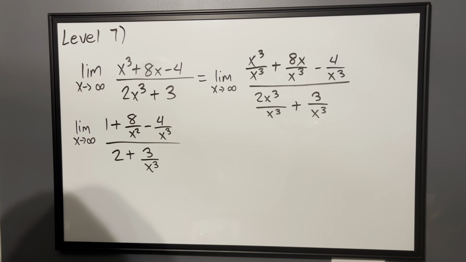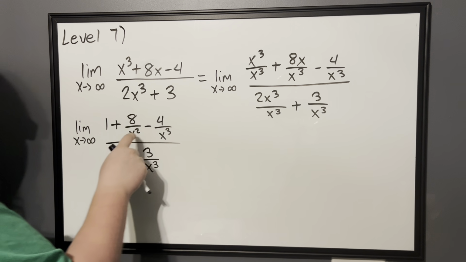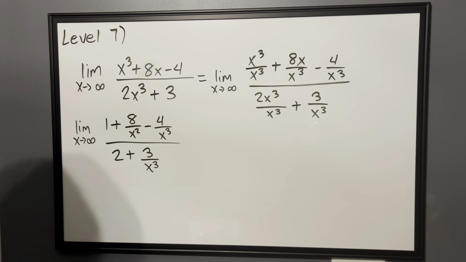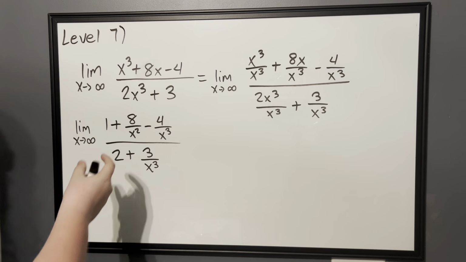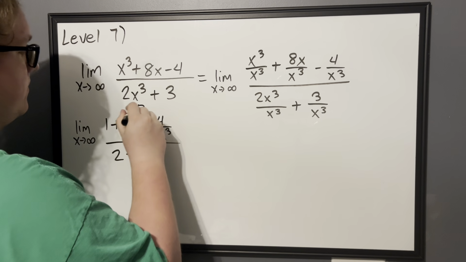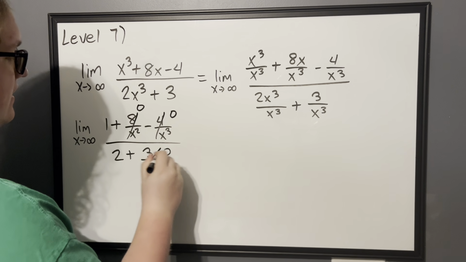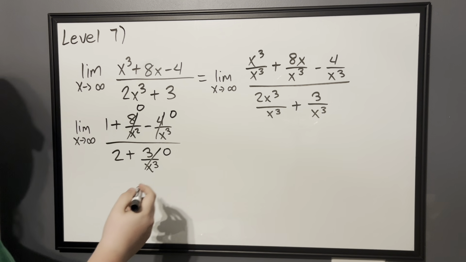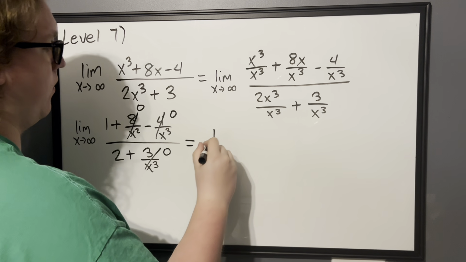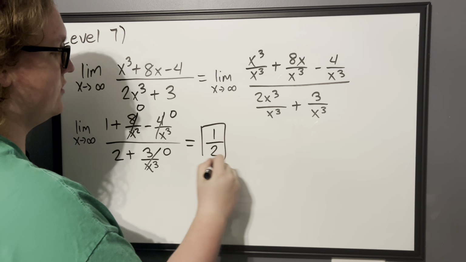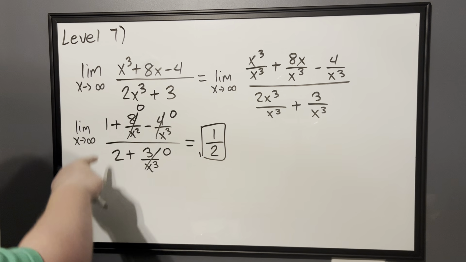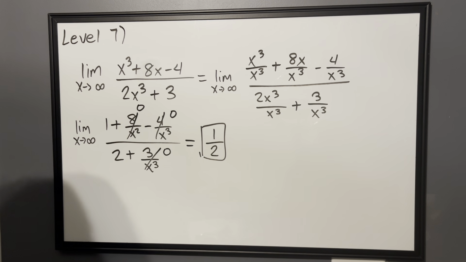Now this is very, very helpful because remember, when we plug in infinity and x is in the bottom, as long as there's no x in the numerator, we can say that this goes to 0, this goes to 0, and this goes to 0. So this is really just 1 over 2 because everything else went to 0. So of course, it's just going to be the constants that are left over, so it's going to be 1/2. And that is our answer for level 7.